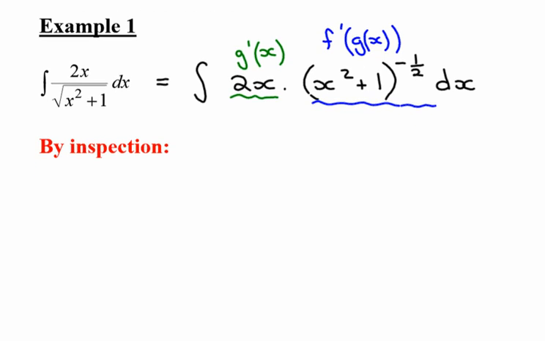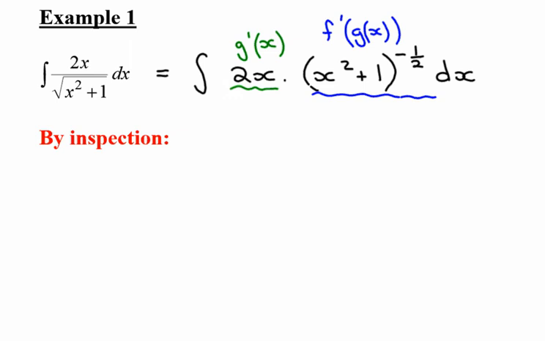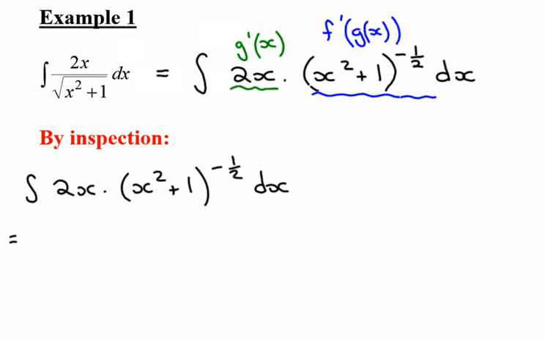Alright, so let's do that by inspection. So I'm dealing with that integral. Let me rewrite it here. Integral of 2x times x squared plus 1 to the negative a half. So I've got to integrate this function here. If I integrate it, I get x squared plus 1, I add 1 to the exponent, remember? So I get a half. And I divide by that again and add my constant of integration.